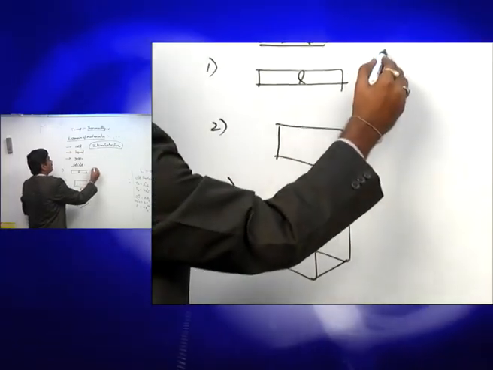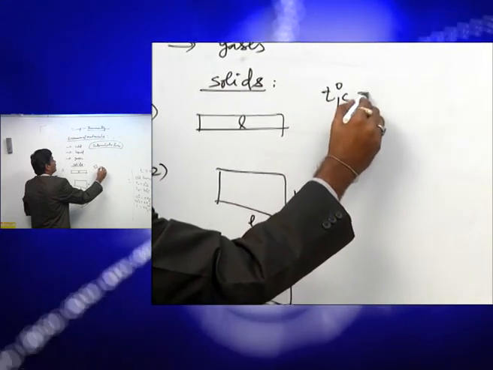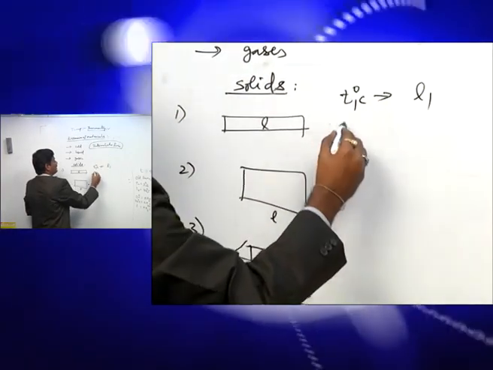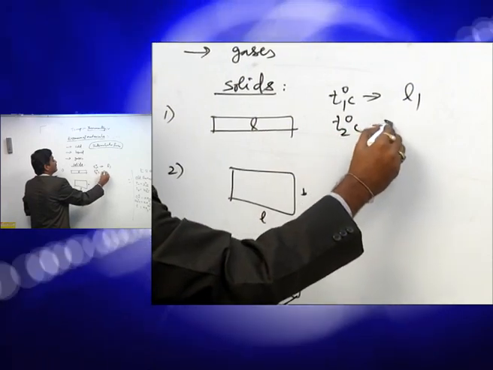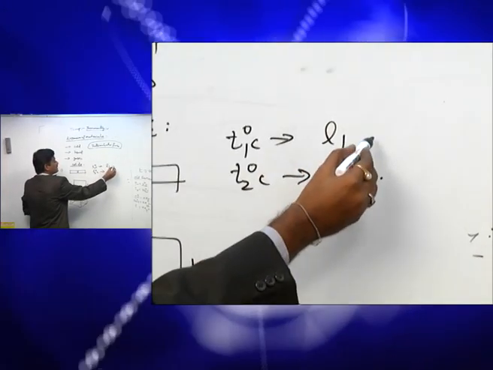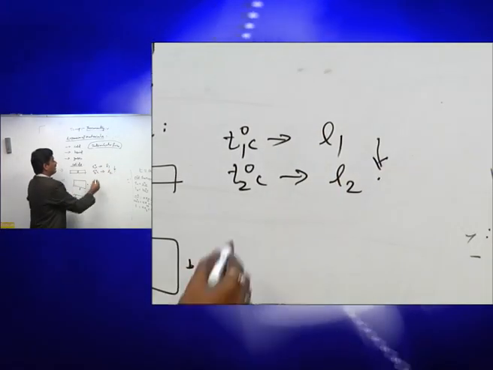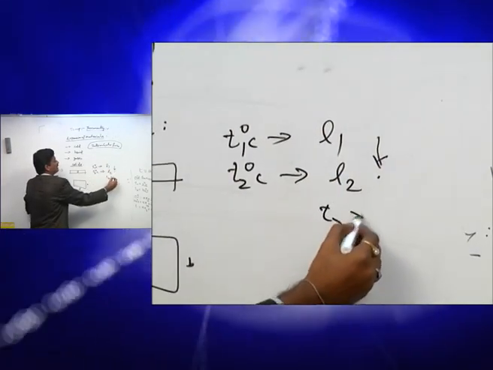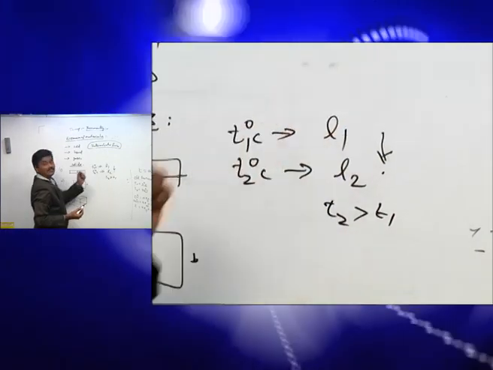Let at temperature T1 degree centigrade, initially the length is L1, and at T2 degree centigrade its length will be L2. As the temperature increases, its length varies. Provided T2 is greater than T1, its length increases compared to L1.